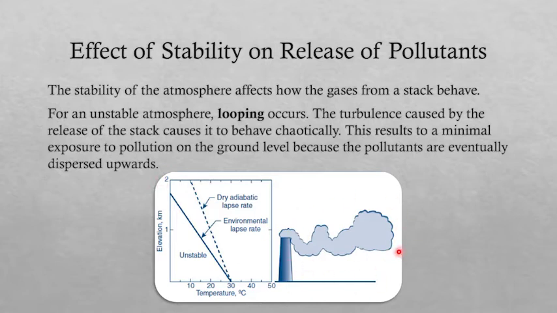Assume that the wind direction is from left to right. So for looping, as soon as the stack gas is released from the stack, it is turbulently dispersed into the atmosphere. And since we are under an unstable atmosphere, this stack gas would continue to rise up. Therefore, this minimizes the amount of pollutants that would return to the ground. If we take a look at the temperature profile for looping, we have a lapse rate that has a greater value than the dry adiabatic lapse rate. The behavior of looping is often what we want for the release of stack gas.